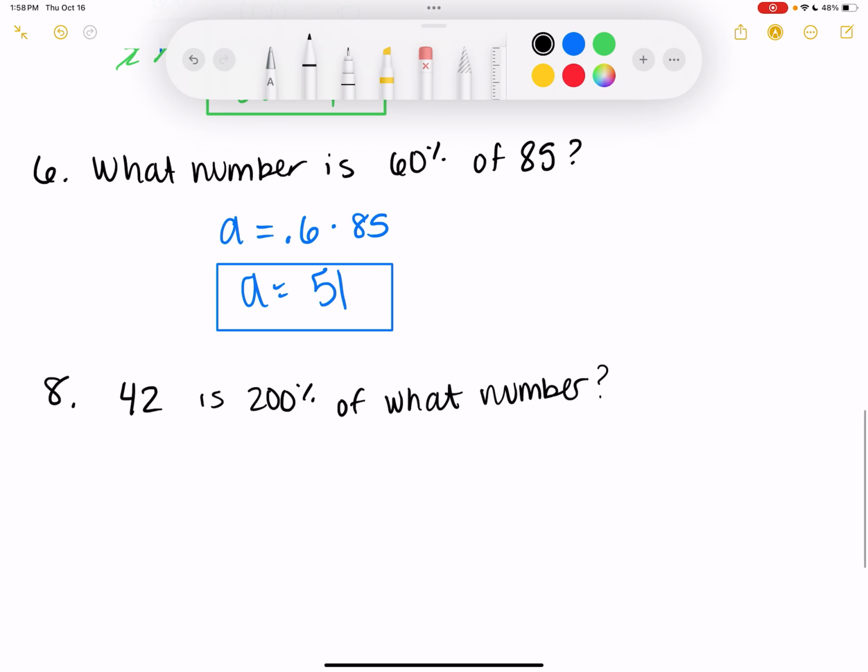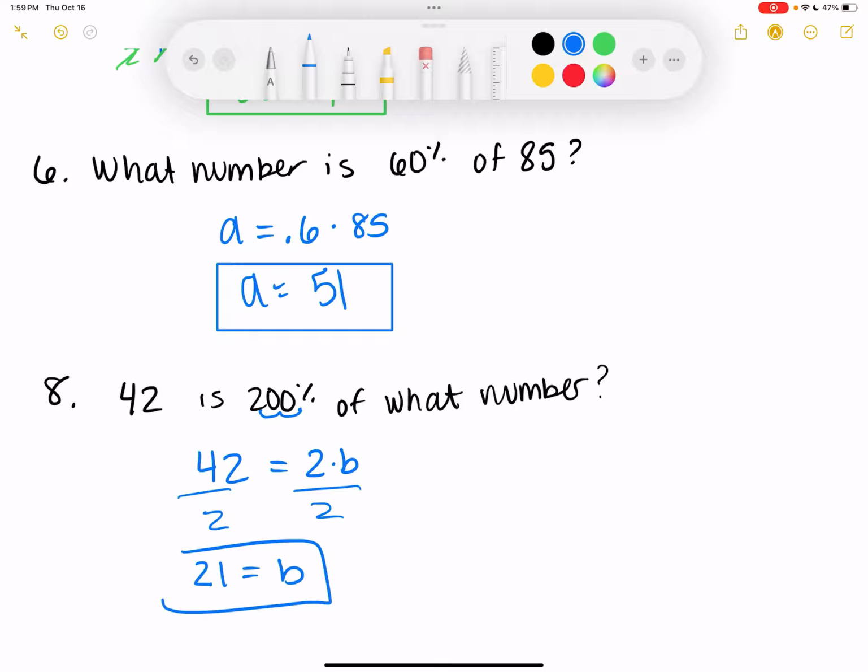So this is going to be 42 is equal to 200%. This decimal's out here. I move it over 1, 2. Well, that just gives me a value of 2 as a decimal. So 2 times B. Then we divide by 2. So 21 is equal to B. 21 is equal to B.